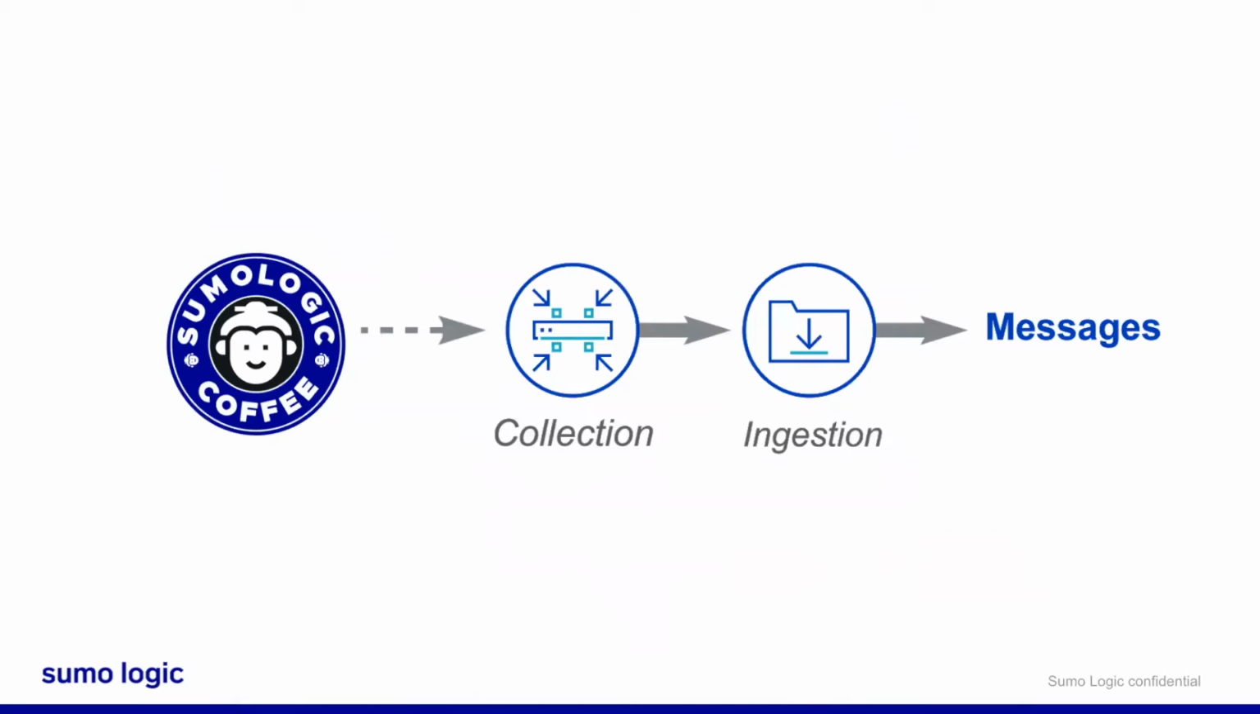So let's say we have a company. In this case, we're going to use Sumo Logic Coffee, which is an example we use in other classes. Sumo Logic Coffee is collecting and ingesting millions of log messages into Sumo Logic. Now, typically, you can use these messages right away in Sumo Logic apps. The data's in there, you query it, and you do what you do.